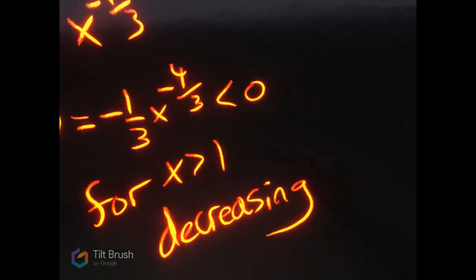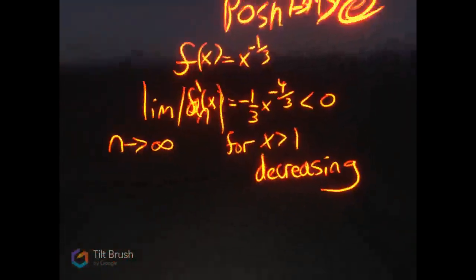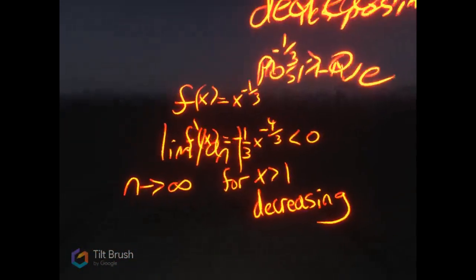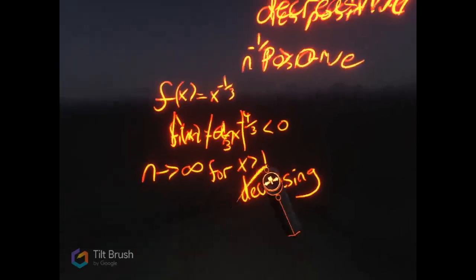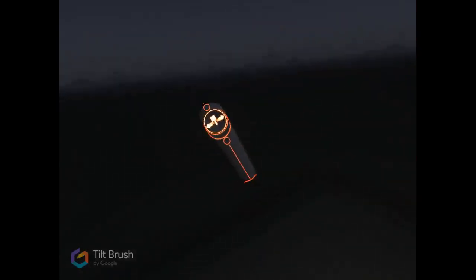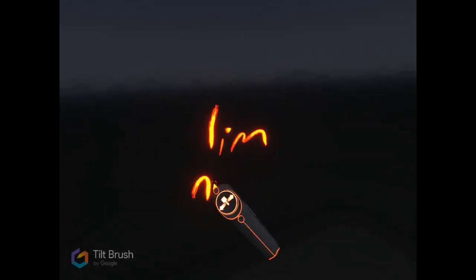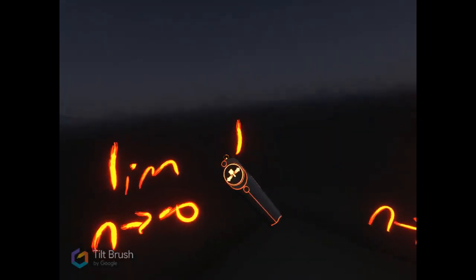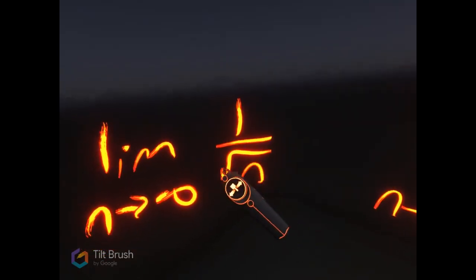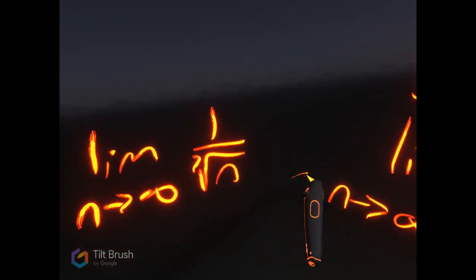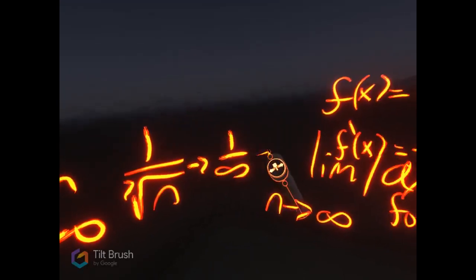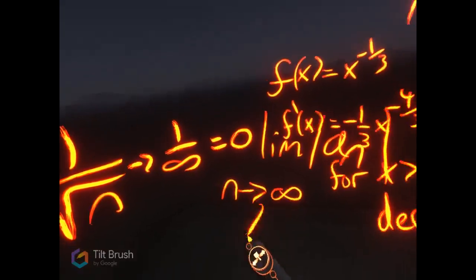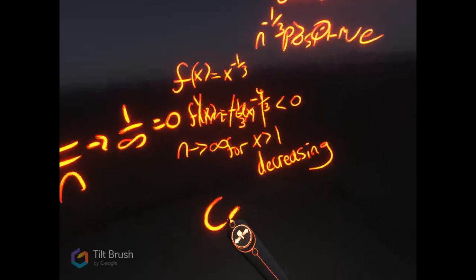Cool. So yeah, it satisfies those. There's only one more thing to do: you just take the limit. So the limit as n goes to infinity of 1 over the cube root of n. This is just 1 over infinity, which equals 0. So it converges.